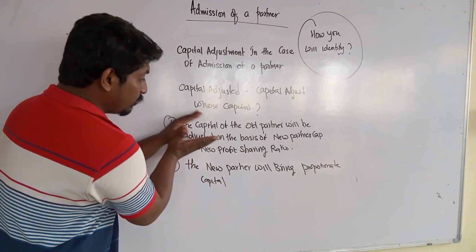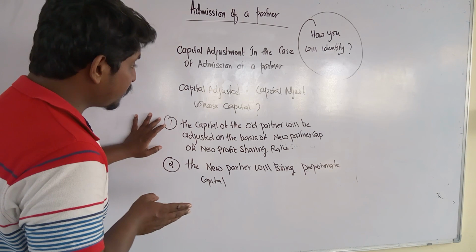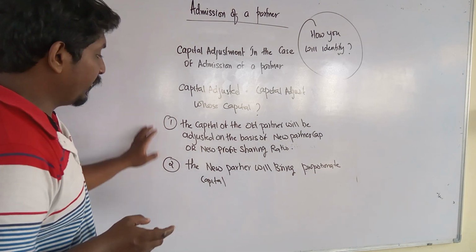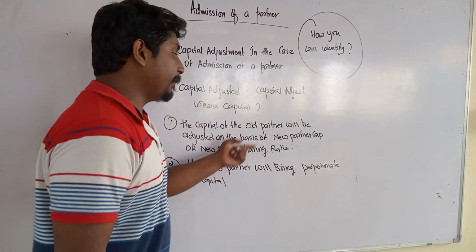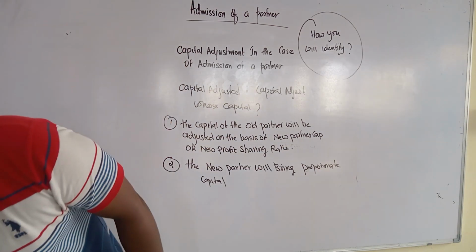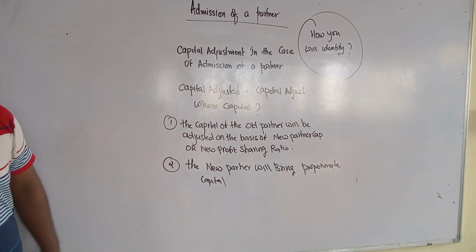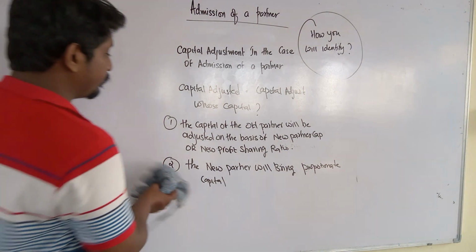Now we'll deal with how to do a problem in the case of capital adjustment. The first method is what we are going to discuss today, where the capital of the old partner will be adjusted on the basis of the new partner's capital. So we'll just deal with the first method of capital adjustment.